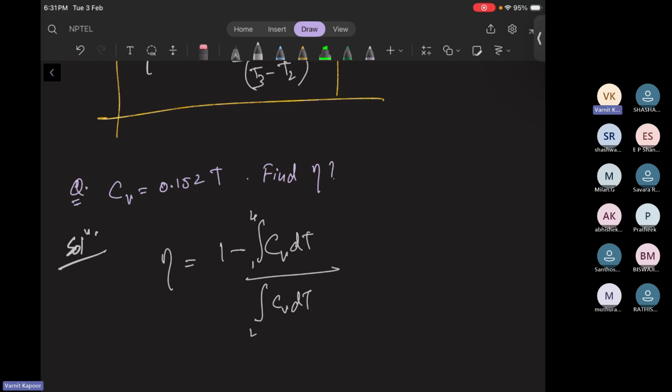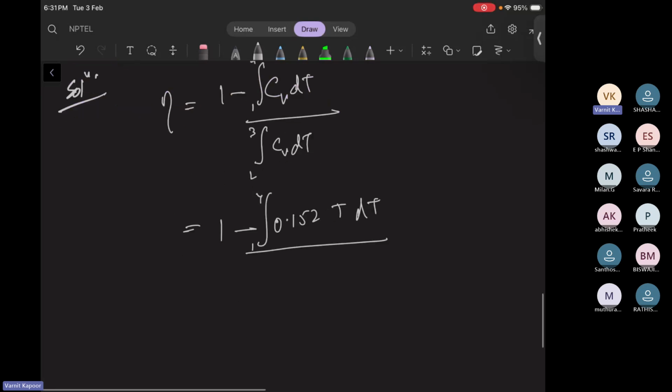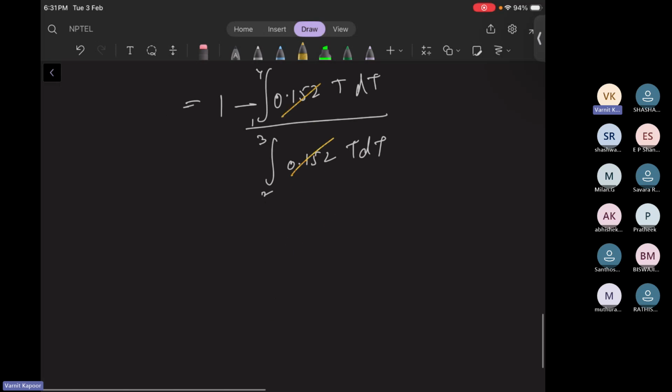So we know that Cv is now not a constant value. It is a function of temperature, so it cannot be taken out of the integration. You have to solve with the integration. So 1 minus the integral of 0.152 times T dT from 1 to 4, and in the denominator also 0.152 times T dT from 2 to 3. This 0.152 can be taken out and cancelled out.